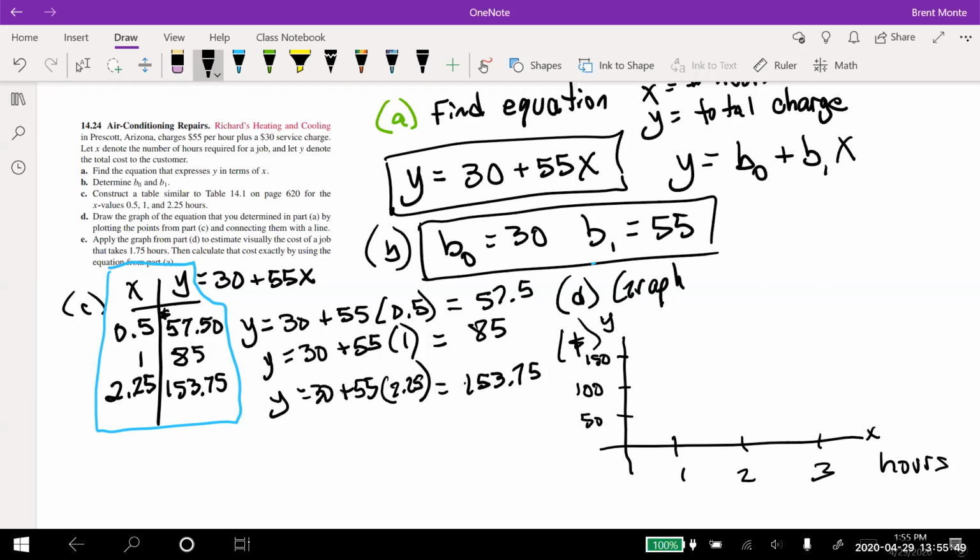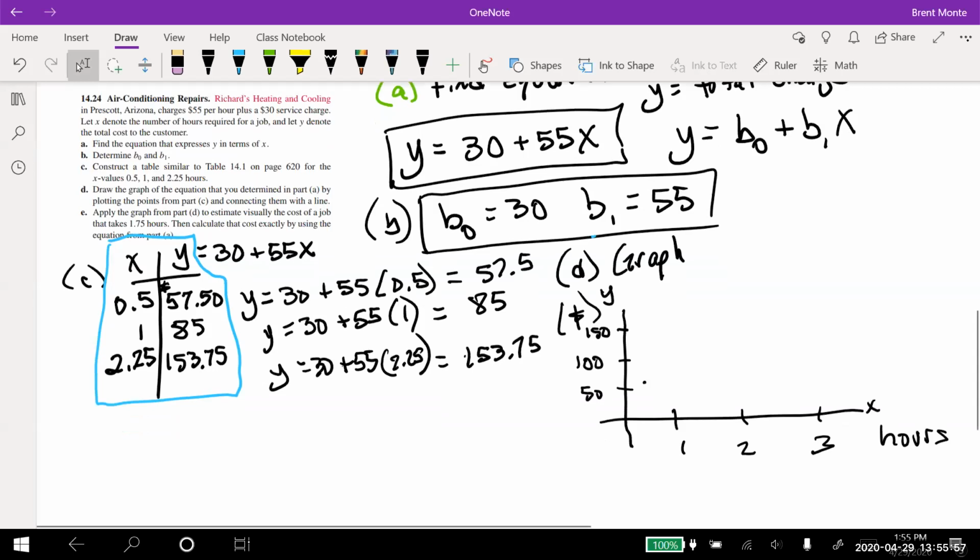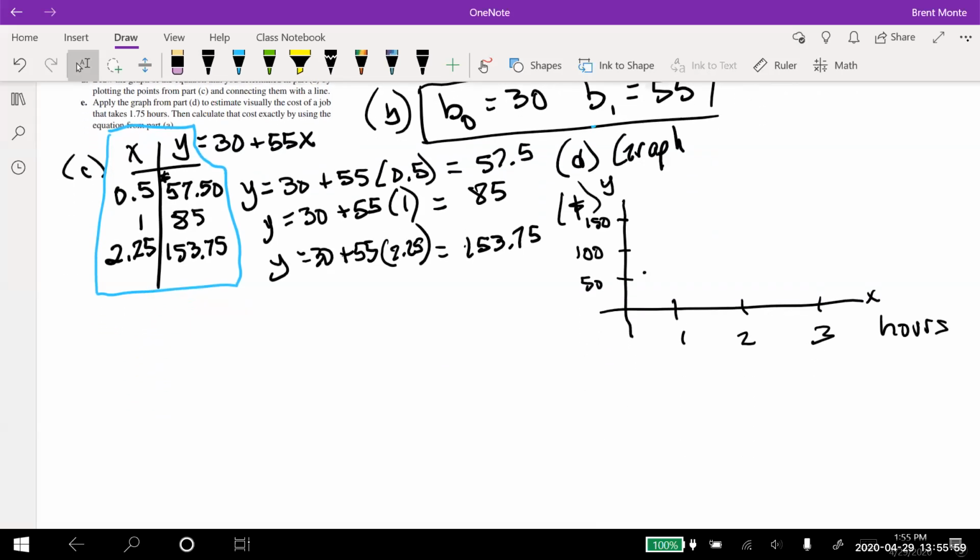But at 0.5 an hour, so halfway, I'm at 57.5. So a little bit above 50. Let's move that up a little bit. At 1 hour, I'm at $85. So maybe about here. Definitely below 100. That didn't look necessarily below 100. I may have to move that. At 2.25, so 2 1/4, I'm up at 153.75. So I'm up above 150, maybe about here.